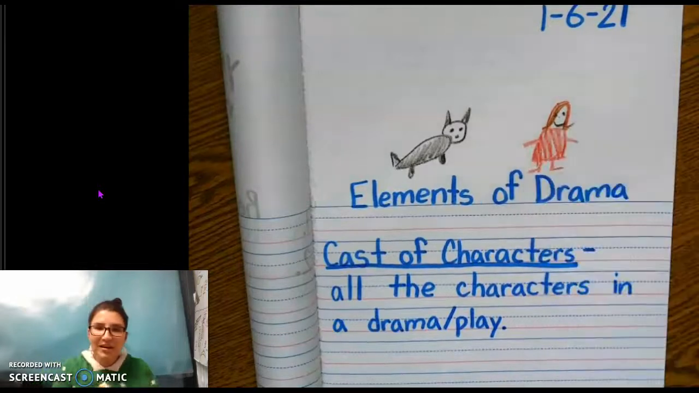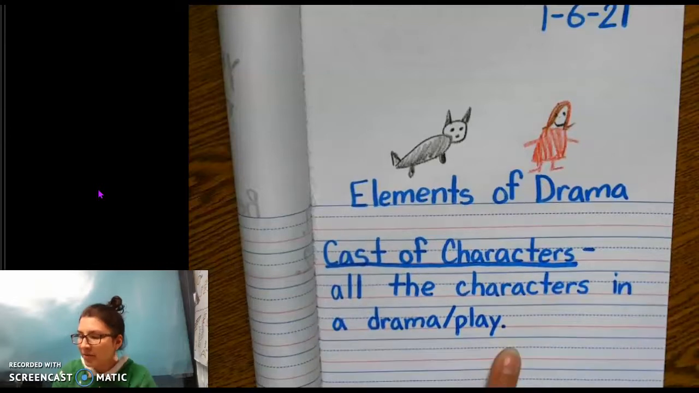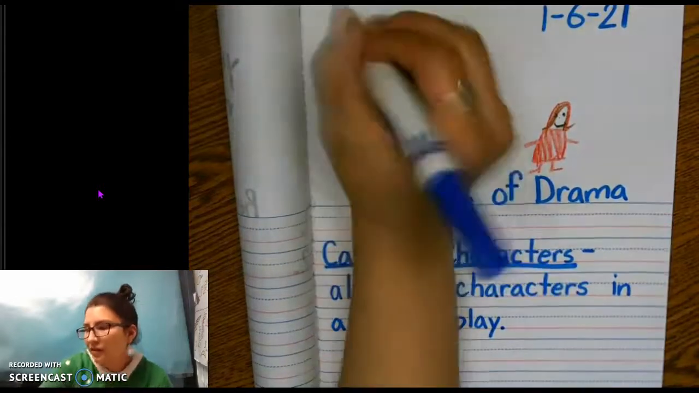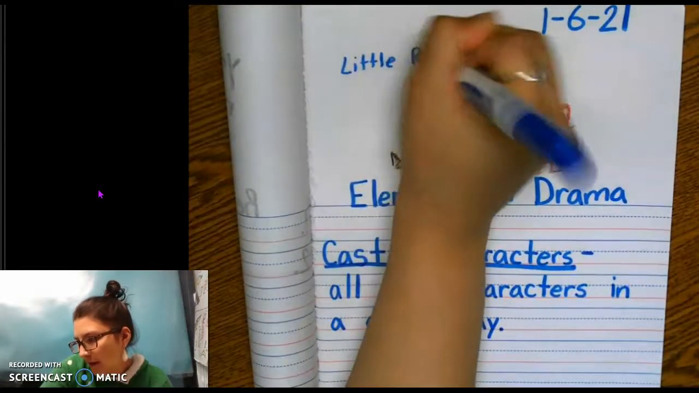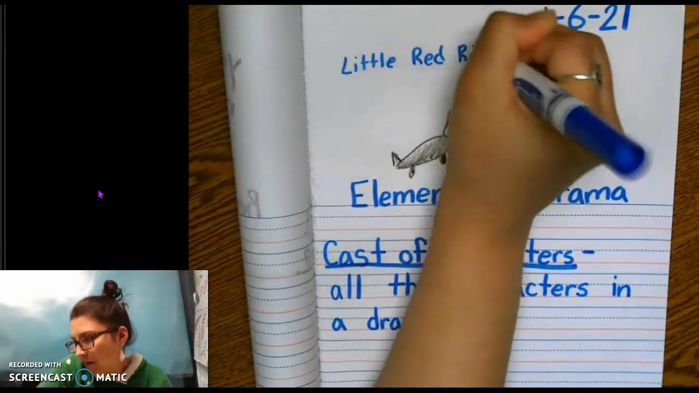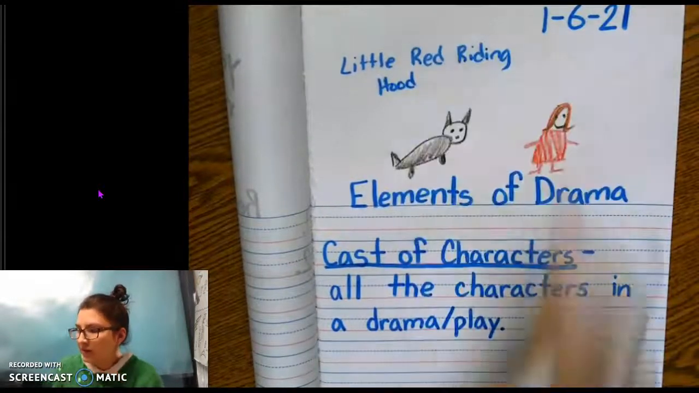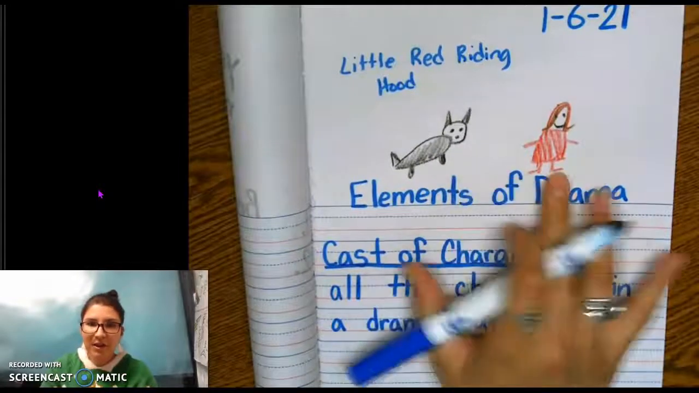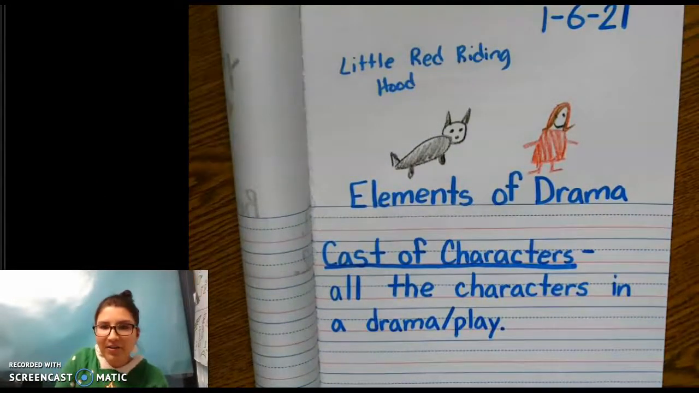Alright, so here is my definition. Cast of characters. All the characters in a drama or play. So this is Little Red Riding Hood. So this is the two characters from that play. Alright. I hope you enjoyed our little review over cast of characters.